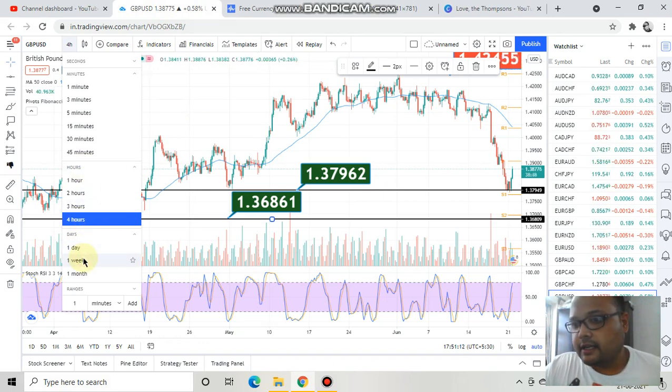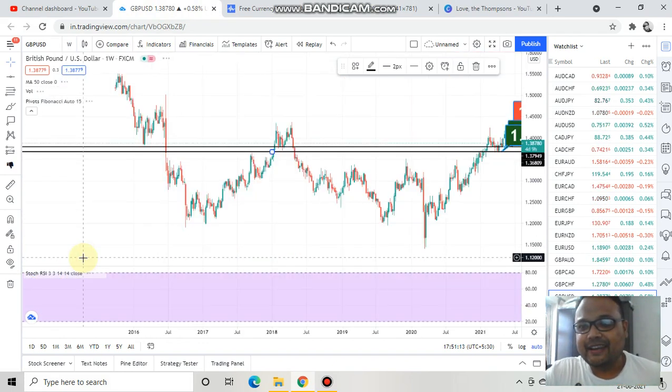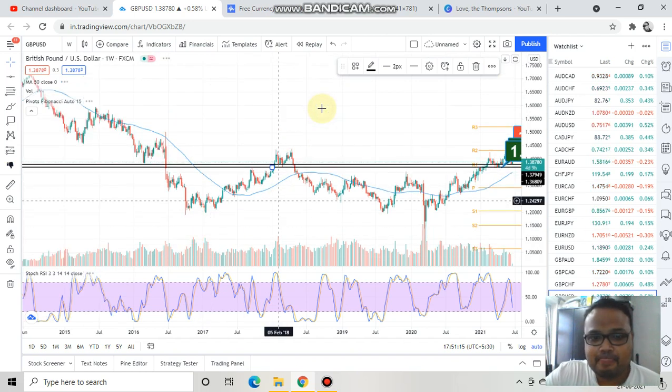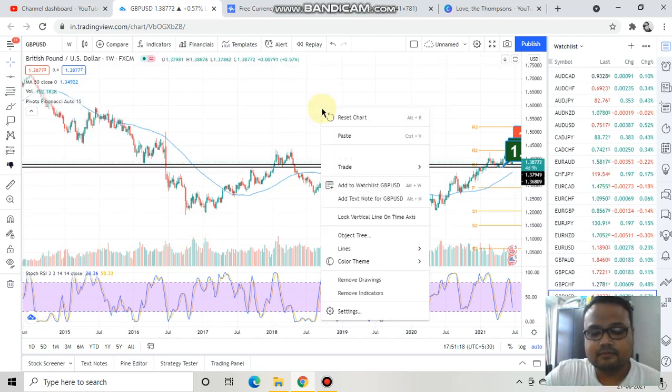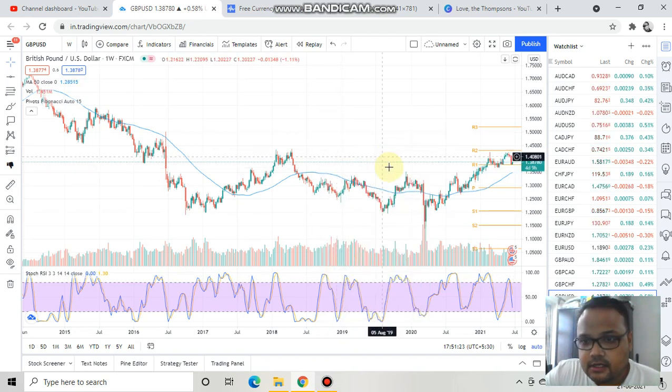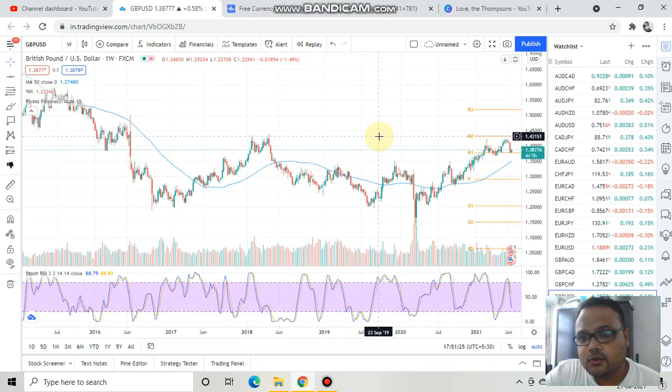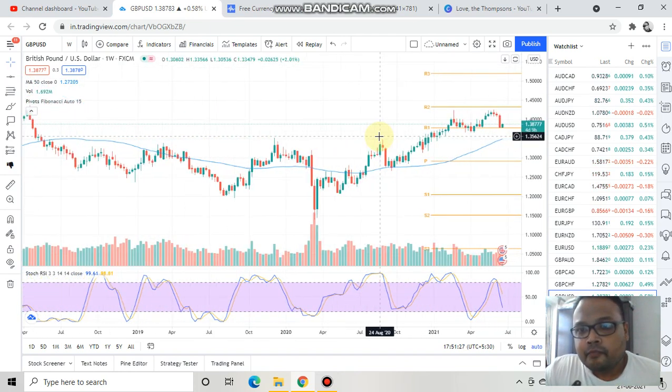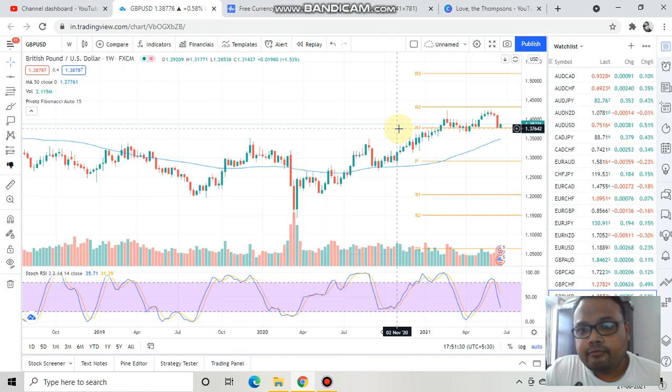Let's check the 1 week time frame. Weekly time frame once. See, on the weekly time frame also we can see that the market fell to the support on the weekly zone. After that the market did not go down, rather the market respected it. You can see that on the weekly chart clearly, the market respected the weekly support.